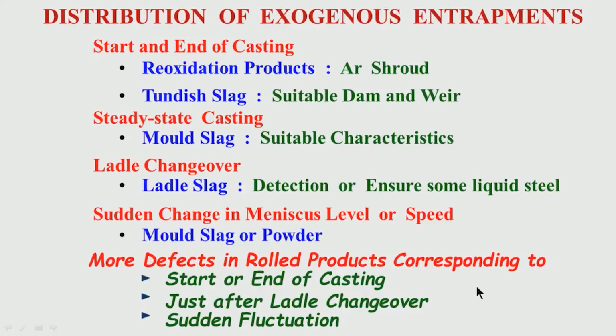So, you know what those locations are: whichever location corresponds to the start or end of casting, ladle changeover during the casting process, or whenever there is a sudden change in meniscus level or speed. Those locations you identify when the casting is over, and those portions of the length of casting you try to keep separately, because it is expected that those portions of the casting will have inferior quality.